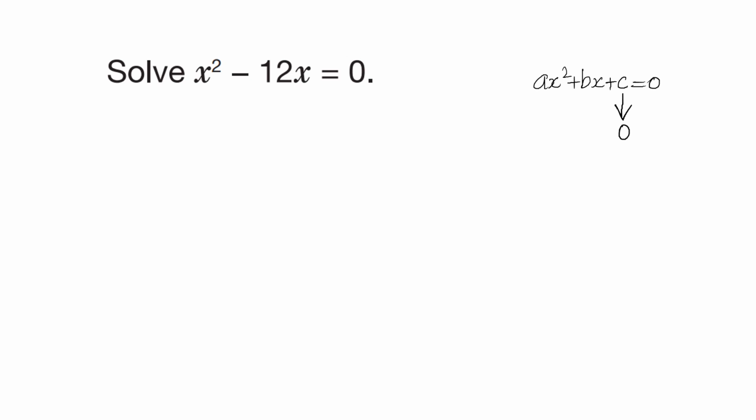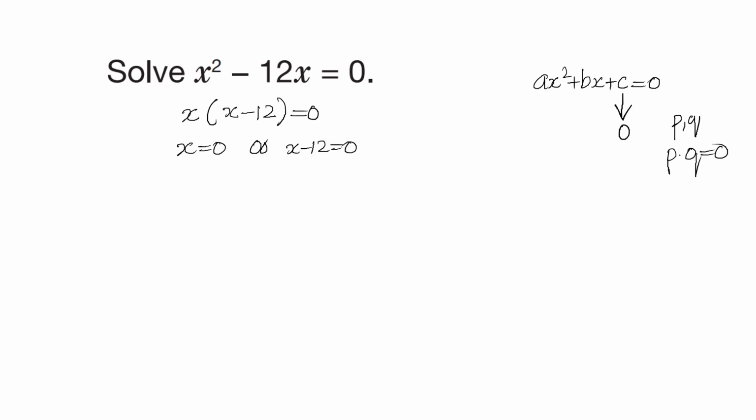If it is like that, the constant term is 0, the usual method won't work, because if we find two numbers p, q, the product will be 0. So p times q will be 0 since c is equal to 0. Okay, so we can't go with that method. So the easiest thing which we can do is taking x common from both the terms. So if we take x common from both the terms, it will be x times x minus 12 is equal to 0. So these are the linear factors. This says that either x is equal to 0 or x minus 12 is equal to 0. So this will give x is equal to 0 or x is equal to 12.